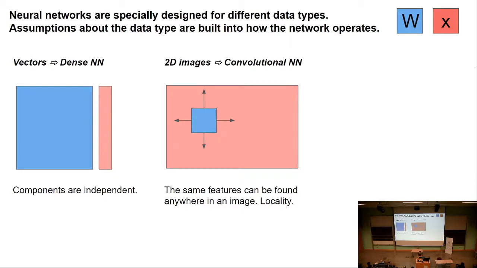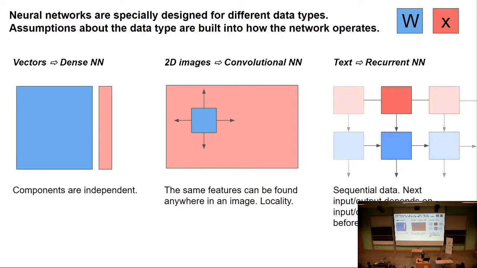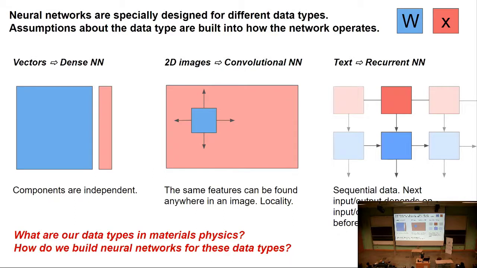Okay, last but not least, and certainly not exhaustive, let's say you have sequential data like text or sound or anything like that, and you might use a recurrent neural network. In this case, you have basically an assumption that the inputs and outputs depend on what has come before, so that I need to know something about what has happened in order to make my prediction. And so you'll end up having multiple inputs and also passing processed information through that part of the network. So then the question is, what are our data types in materials physics, and what are the neural networks that can appropriately act on these data types?